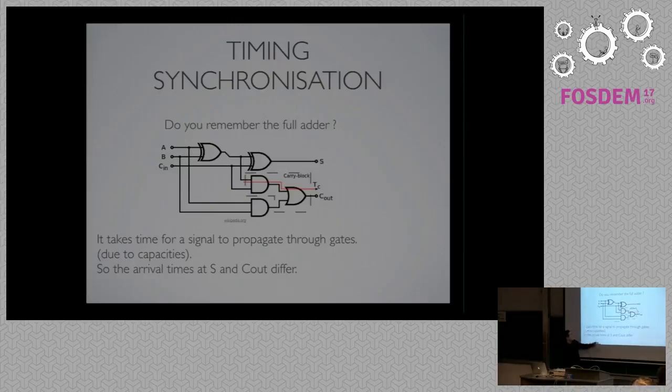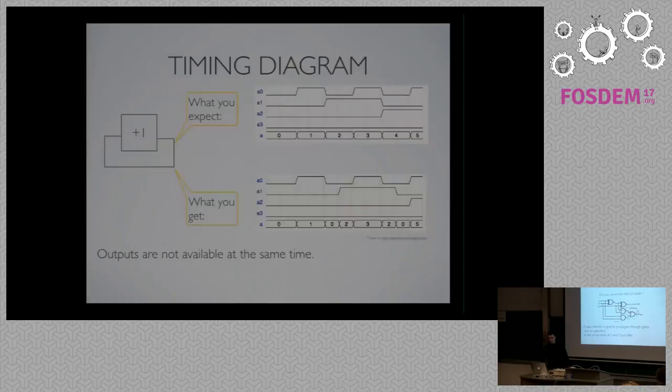If you come back to the full adder, there are three inputs, and each time there is a gate, it takes time to compute the output because there are some capacitances in the design that are hidden. It's not lightning fast. It takes time to compute the output, and as a consequence, the outputs are not ready at the same time. So you may expect a perfect output, like in this diagram, but in fact, for example, the output of A0 comes just before the output of A1.